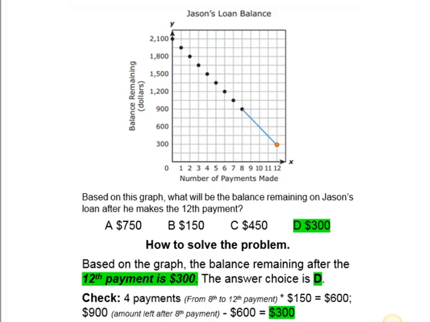And that's just as a little check. If we take the 4 payments, the 8th payment to the 12th payment, because that 8th payment was the last payment that was plotted, and we multiply, 4 payments times 150 is equal to 600. Since we knew that after that 8th payment, Jason only owed $900, we subtract 600 and we end up with $300, okay? So our answer choice is D, $300.